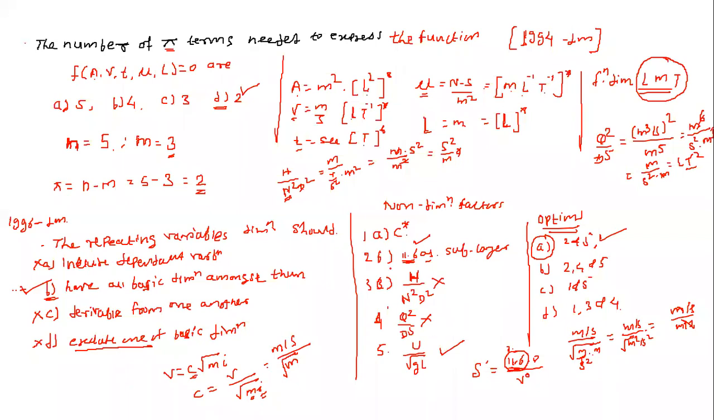It means the correct options are the second and the fifth option, that is pi and u divided by root of gL. This is about the question which was asked in ESE 2017.